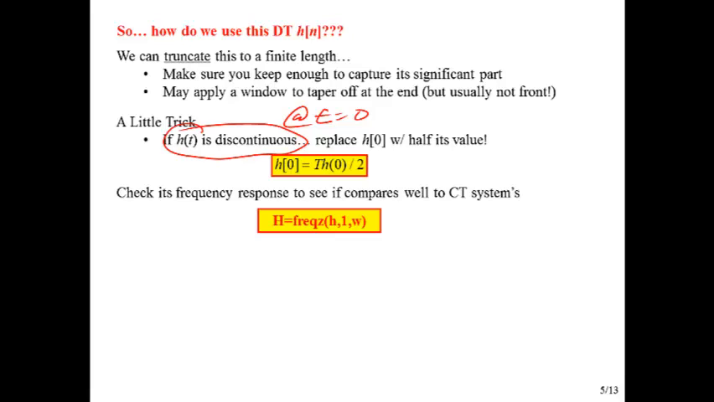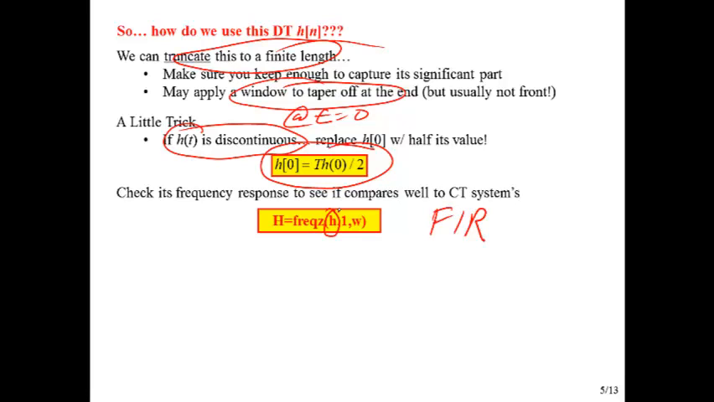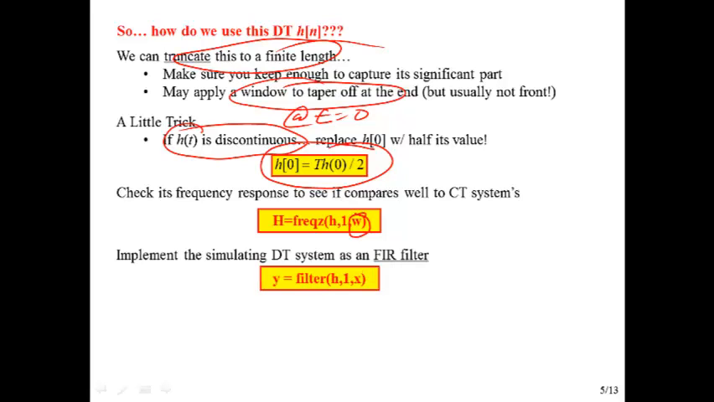So then once you have your h values here, so you've truncated them, you've maybe applied a window, you've applied this trick, you have all these h values, you're now going to implement it as an FIR filter and put that finite duration impulse response in there. Our denominator coefficients are just a single one, and we evaluate it over a range of discrete time frequencies that correspond to the continuous time frequencies that we're interested in seeing. So that's how we would check the frequency response.